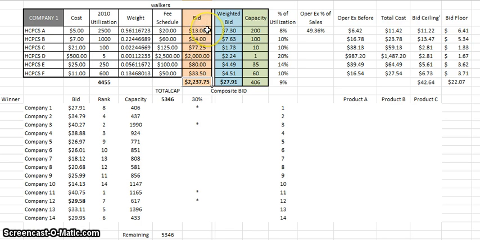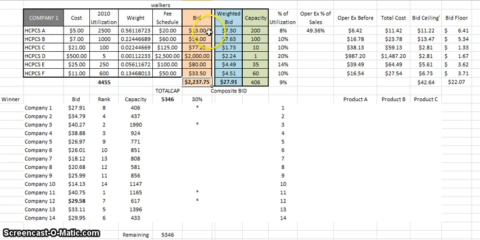So in this case, $13 is going to be multiplied by a weight of 0.5611. So $7.30 is going to be included in the weighted bid. For the HCPC code B, we have our bid is $34, and the weighted amount that was multiplied by is 0.2244. So $7.63 is going to be calculated in the weighted bid.